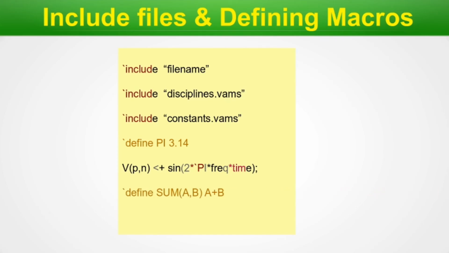Another way is to define an inline function like this: define sum(A,B), which results in A plus B. And here, V out is a contribution of backtick sum(V in 1, V in 2). So this will add the two voltages and contribute the result to V out. This is a typical Verilog-A example of an inline macro. It is not a function, it's a macro, so an inline macro, and it will be replaced during compile and elaboration time.